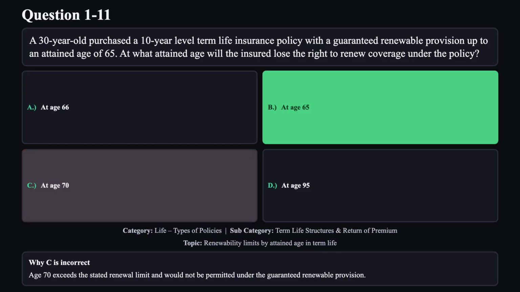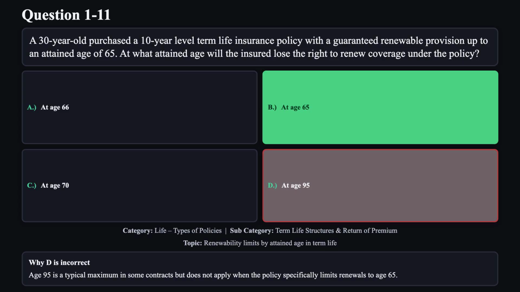Reason C is not correct. Age 70 exceeds the stated renewal limit and would not be permitted under the guaranteed renewable provision. Reason D is not correct. Age 95 is a typical maximum in some contracts, but does not apply when the policy specifically limits renewals to age 65.